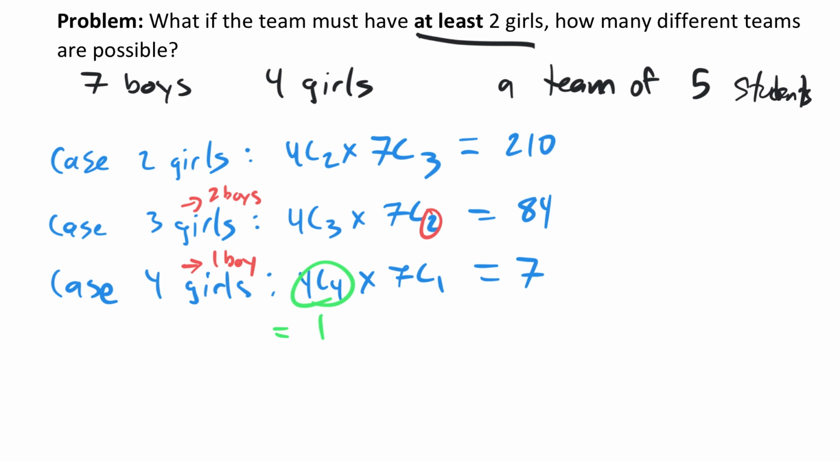All right, so now we have these numbers. We have 210, 84, and 7. What do we do with them all? Well, because they're all different cases, we have to add them up. So we do 210 plus 84 plus 7, and that gives you a total of 301 different teams.